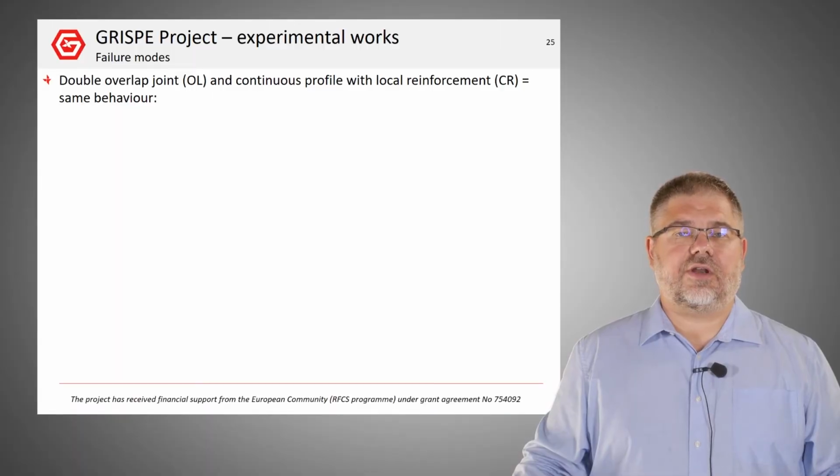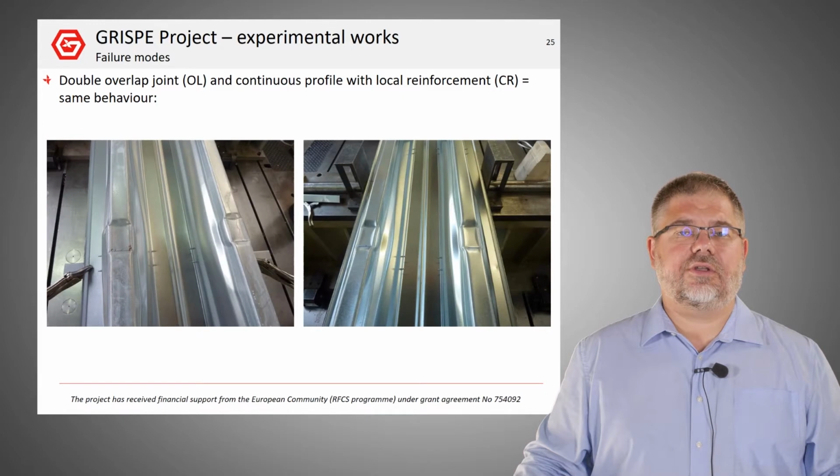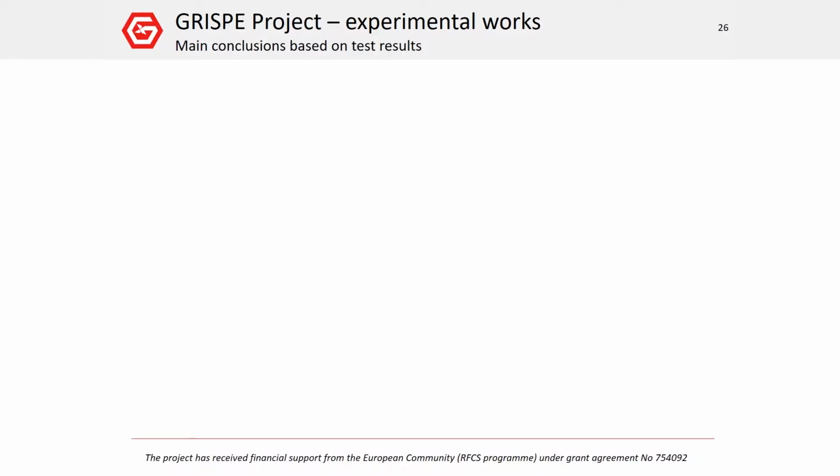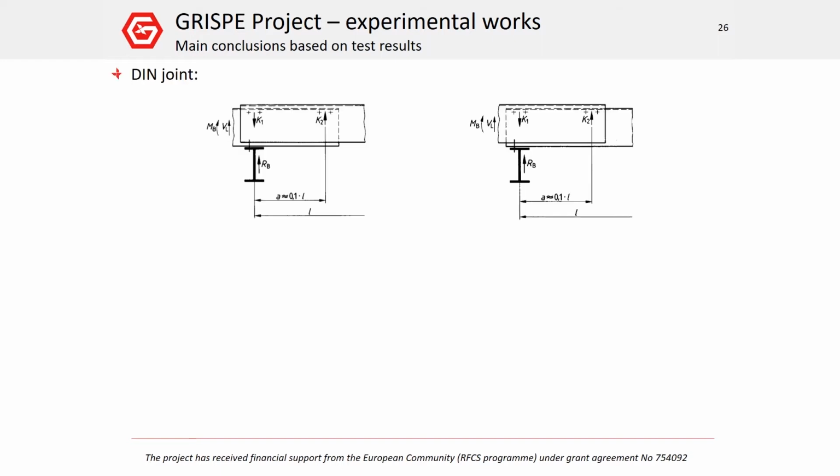For the double overlap joint and the continuous profile with local reinforcement joint, and when the overlap joint is sufficiently long, the failure mode is the same as the continuous profile. Before presenting the design method, the main conclusions of the test campaign are the following.